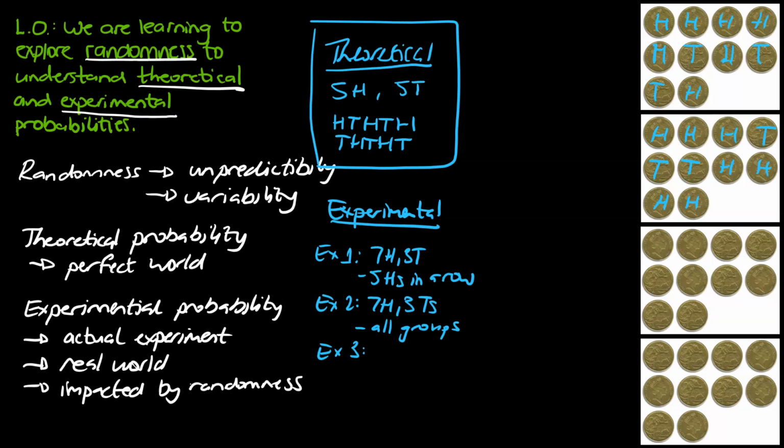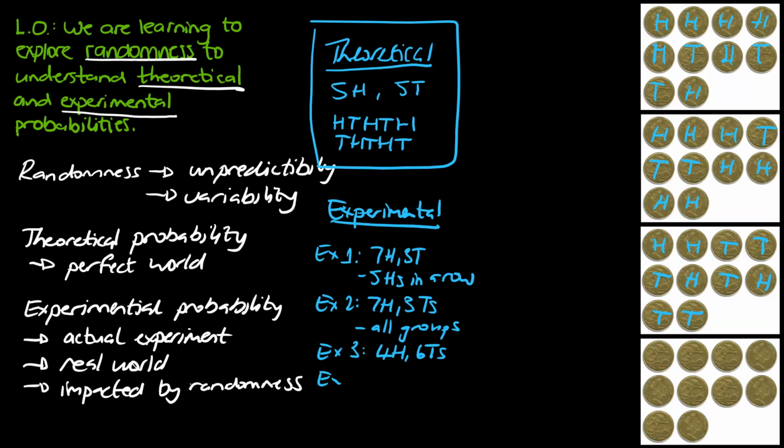Experiment three that I did went heads, heads, tails, tails, tails, heads, tails, heads, tails, tails. So it was a bit more similar. It was switching back and forth between the tails and the heads a bit more. And how many heads? There were 1, 2, 3, 4 heads in total, and there were 6 tails in total.